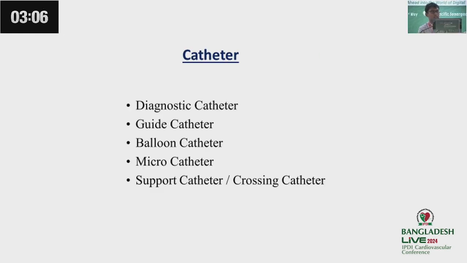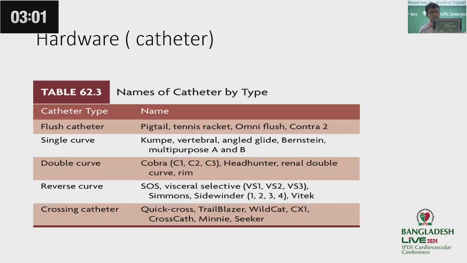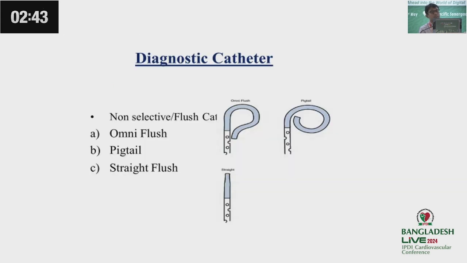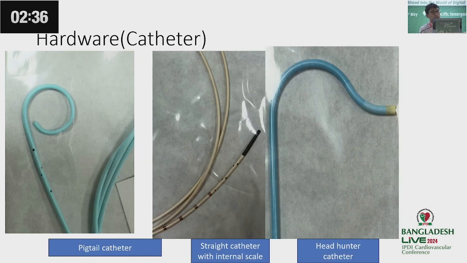Multiple catheters: we can use diagnostic catheter, guide catheter, balloon catheter, microcatheter, and support catheter or crossing catheters. These are the types of catheters. Flush catheters like pigtail, tennis racket, omniflush, and Contour 2. Single curve, double curve, reverse curve, crossing catheters, and various curves we make individually as endovascular surgeons. Diagnostic catheters, pictorial figure: omniflush, pigtail, straight flush. These are the pigtail catheter on the left, straight catheter with internal scales, and head hunter catheters.